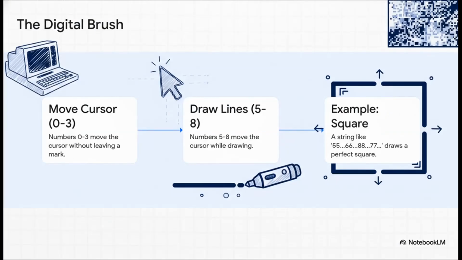The way DRAW worked was kind of like programming a digital paintbrush. You'd feed it a string of numbers that told it where to move and when to draw. So this example string here is just a simple set of instructions: draw right for a bit, then draw up, then draw left, then draw down. And boom, you've got a perfect square.